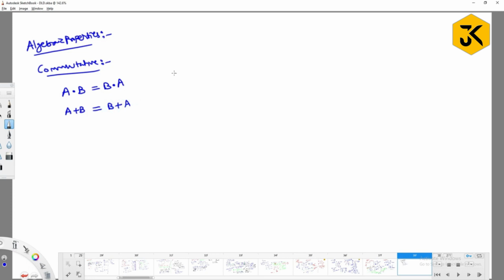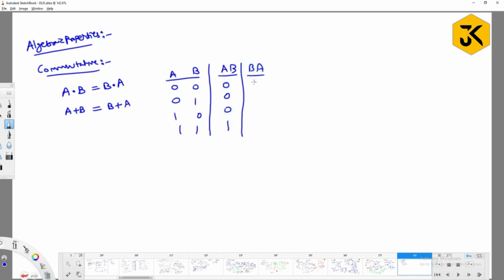How can I prove that? See, if I take two variables A and B, whose inputs are 0, 0, 0, 1, 1, 0, 1, 1. What is AB? AB is 0, 0, 0, 1. What is BA? BA is also 0, 0, 0, 1. So I can say that AB and BA are commutative to each other.